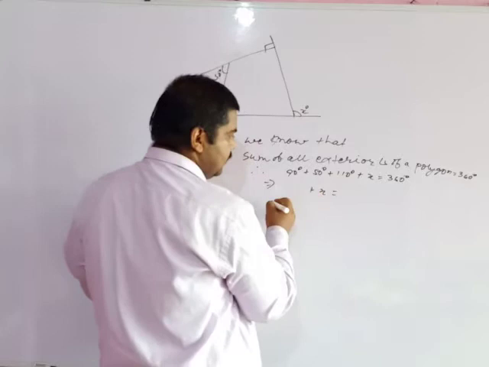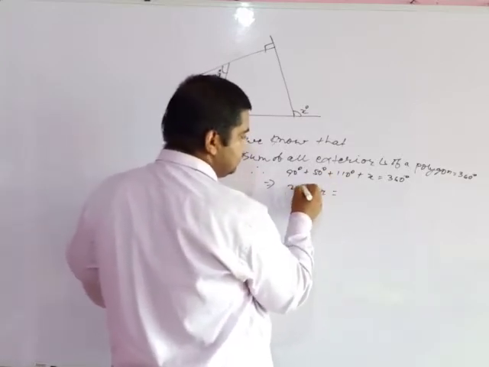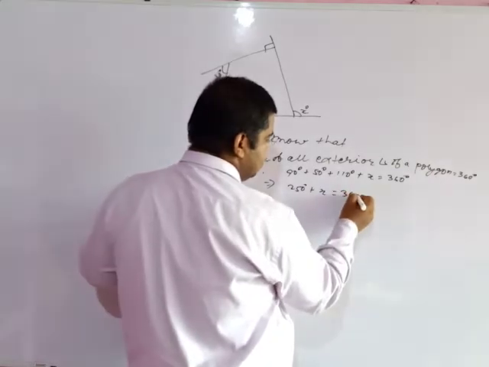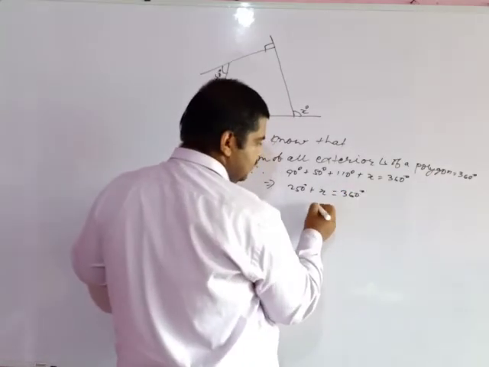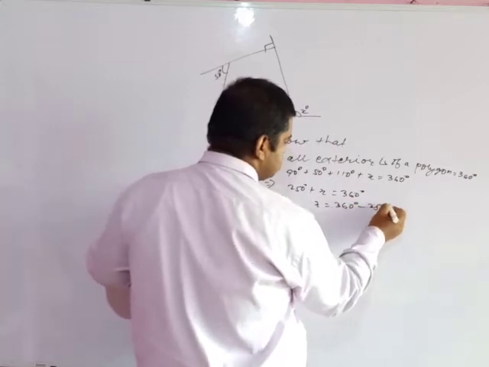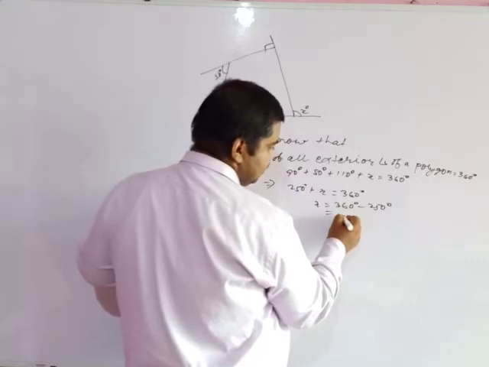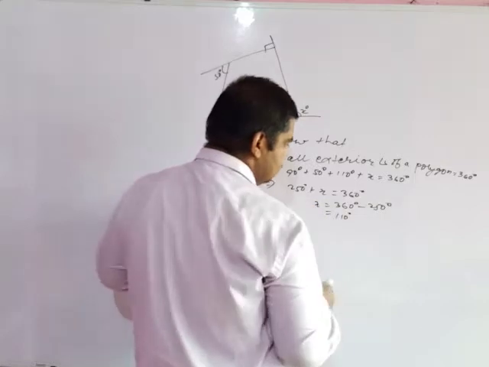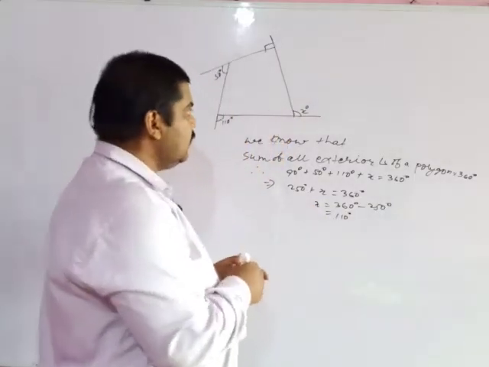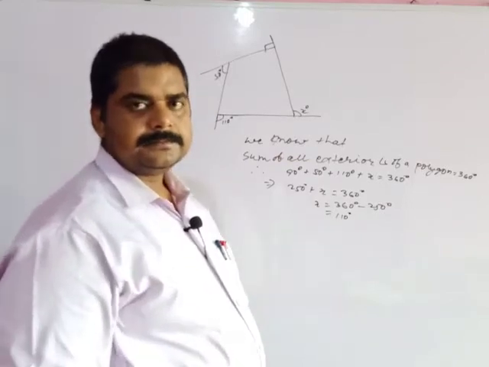You may add all these: 250 degree plus x is equal to 360 degree, so x is equal to 360 degree minus 250 degree, and it can be written as 110 degree. So the final answer is 110 degree.